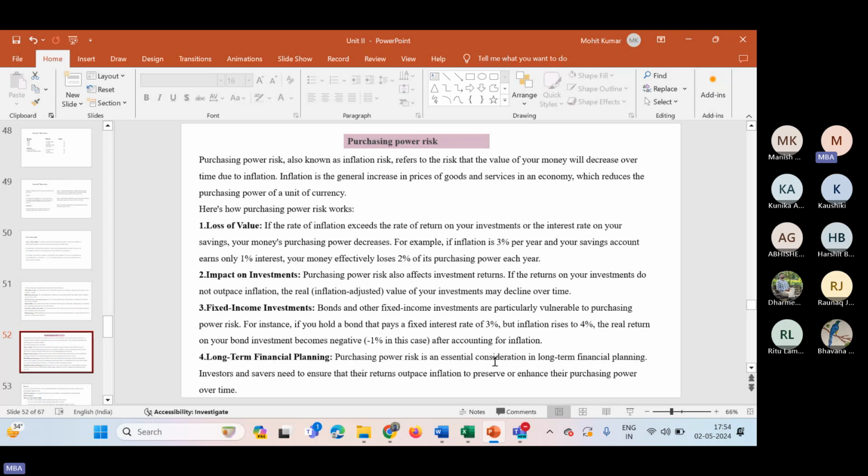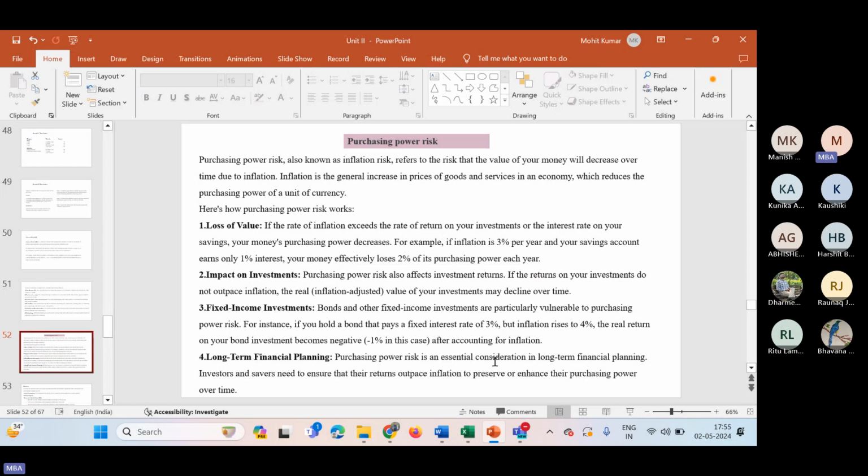So many times mother tells, see, earlier I used to get this in 100 rupees, now in 100 rupees, what is happening these days? Nothing comes these days in 100 rupees. These days for children, even 50 rupees, he will not accept 50 rupees. So that is called your purchasing power risk.